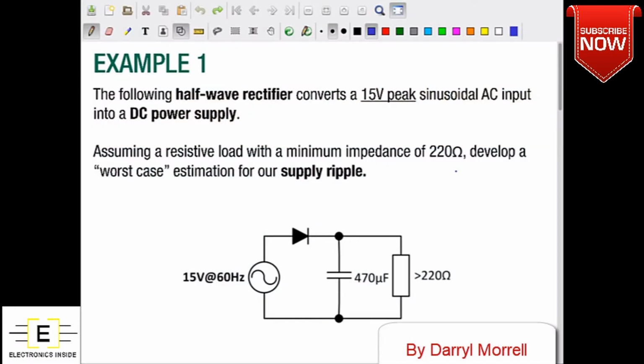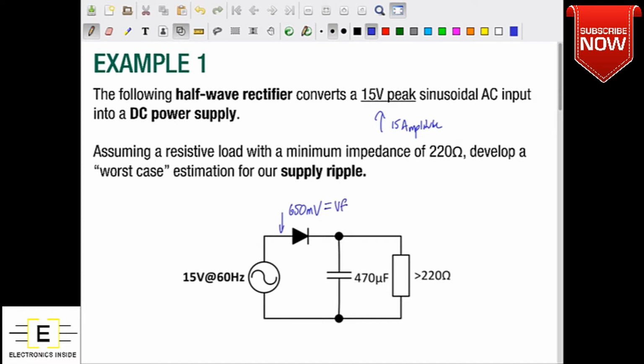Let's solve a few worked examples related to our half-wave and full-wave rectifiers from our lecture. In this circuit here, we have a half-wave rectifier which converts a 15-volt peak sinusoidal AC input, or a 15-volt amplitude AC input, into a DC power supply. Here, I'm going to assume for the purposes of this worked example that we have a pretty standard silicon diode figure of about 650 millivolts for our forward voltage on that diode.